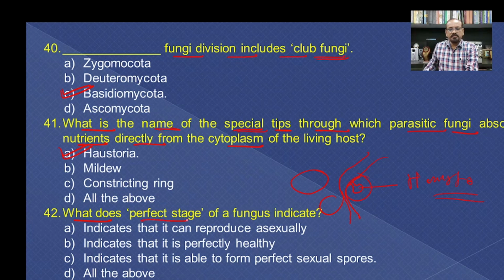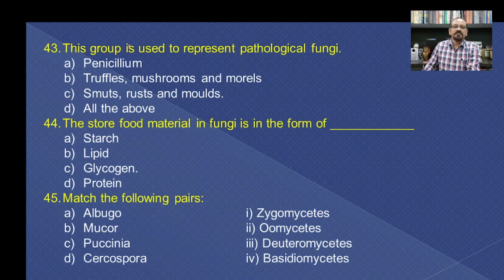Then, what does the perfect stage of the fungus indicate? Now, the perfect stage of the fungus indicates sexual reproduction, and hence it indicates that the fungus is able to form the perfect sexual reproduction or the sexual spores. Means C will be the correct answer for this question.